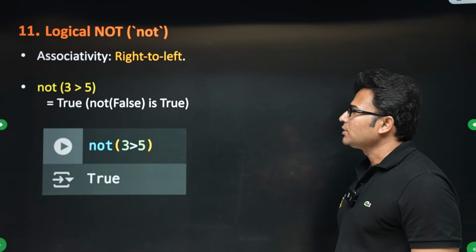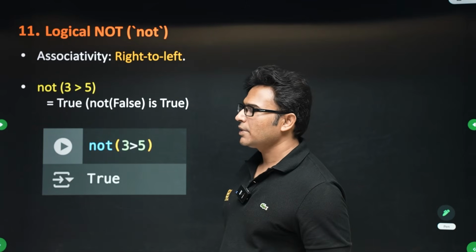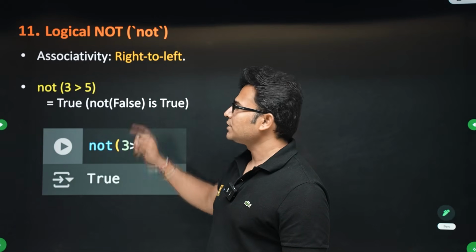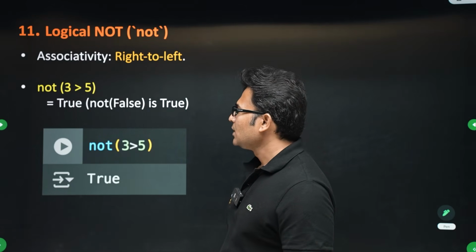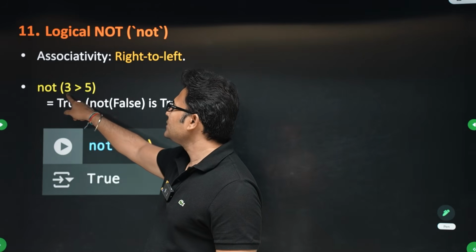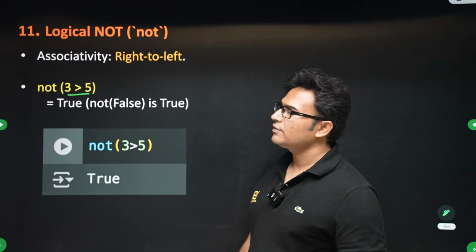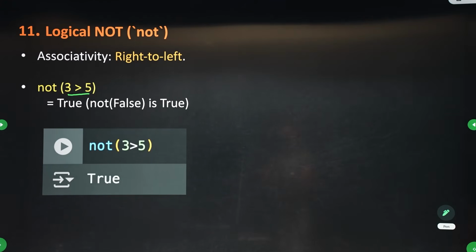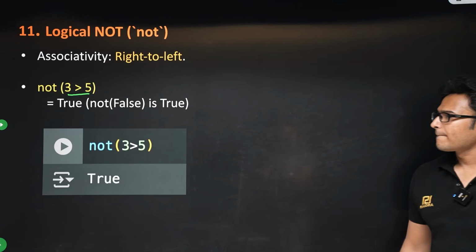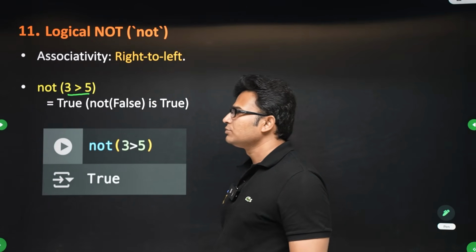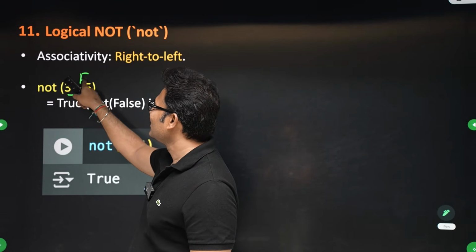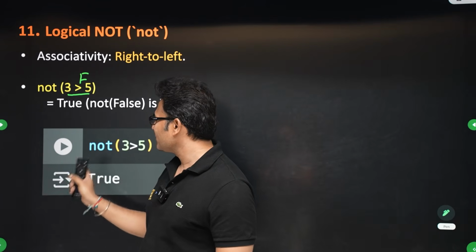So logical NOT. Logical NOT is very simple. When you apply NOT, true will become false and false will become true. And associativity is right to left. So what do I mean by that? Is 3 greater than 5? No. 3 is greater than 5 is false. So this is false. What is not of false? True. That is why we got true here.